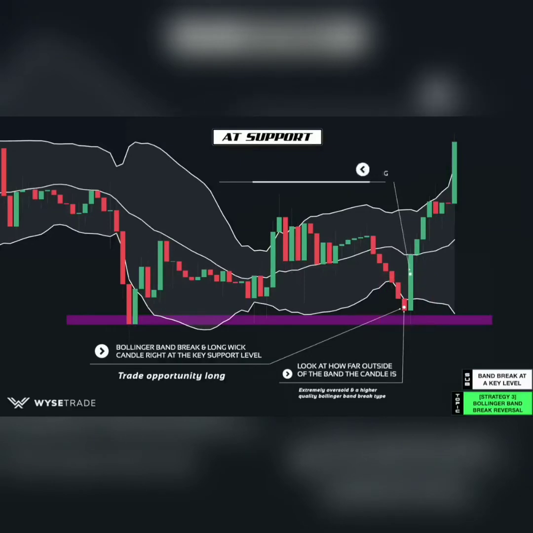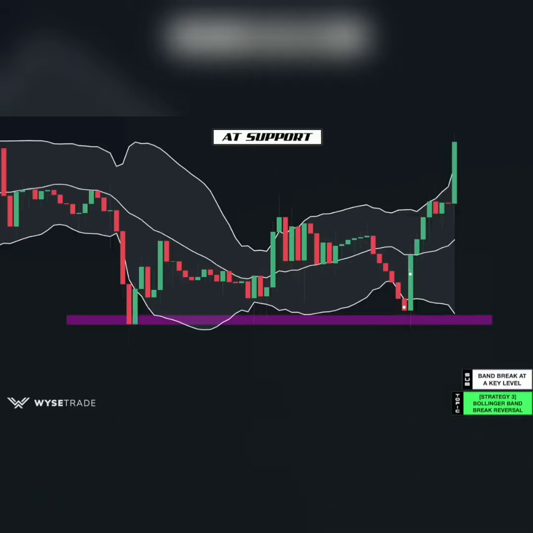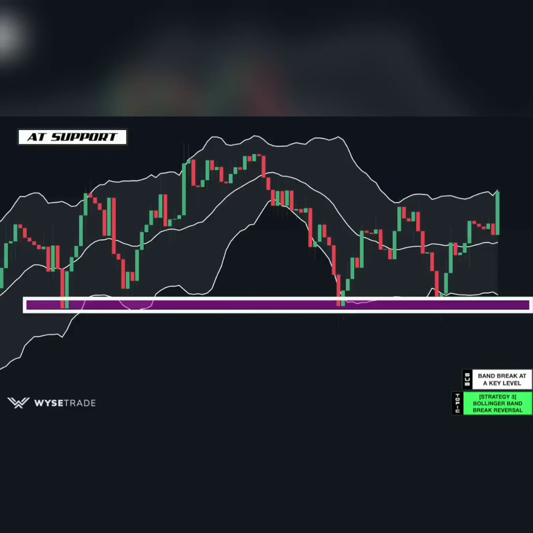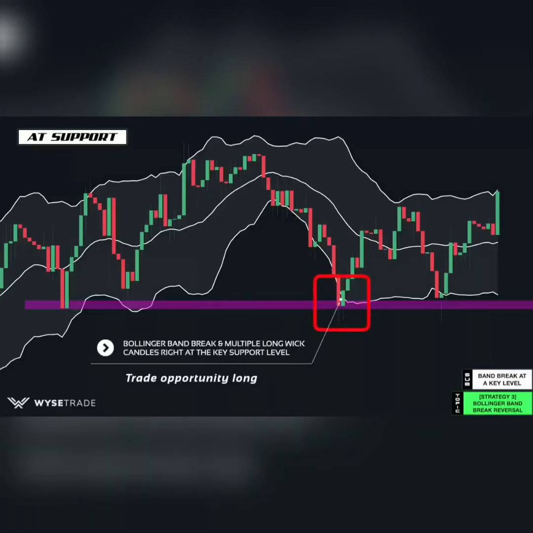Then, once you had a trend change confirmation through the momentum candle, you would take a long entry through the same time frame or through the lower intraday time frames. One more example. You had your key level of support because of these two reversal points. When price came back here, price breaks outside of the band at the key level. And you also had multiple long wicks forming, which presented a great long trade opportunity.